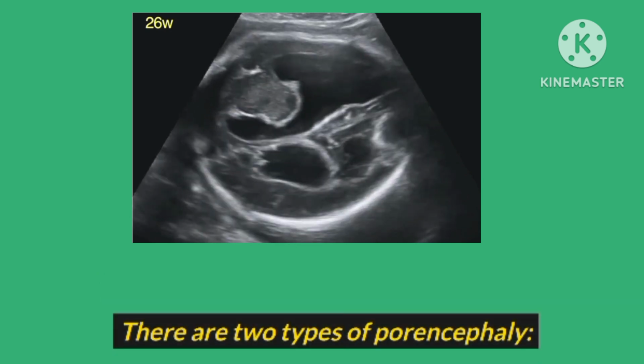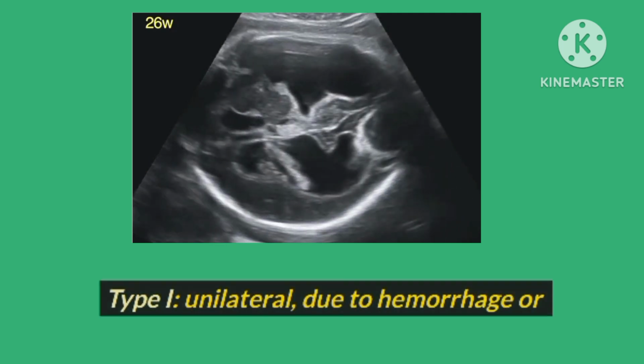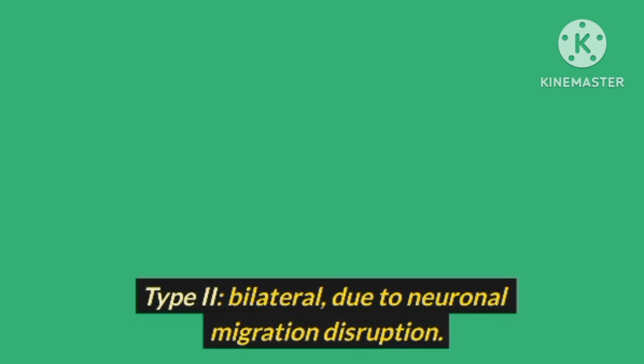There are 2 types of porencephaly. Type 1, unilateral due to hemorrhage or ischemia. Type 2, bilateral due to neuronal migration disruption.